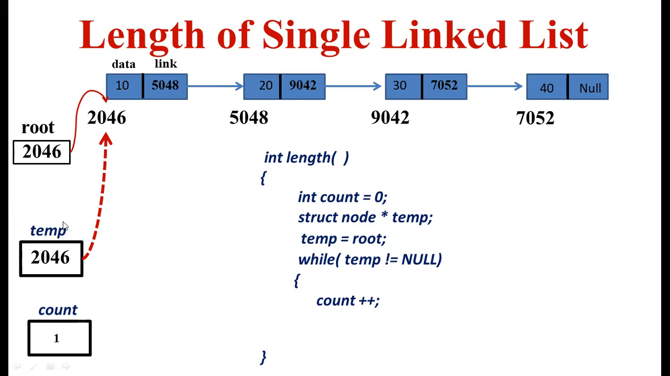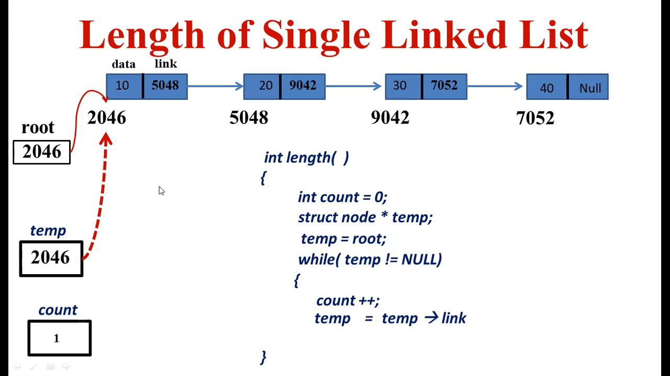After counting the node, we have to send the control to the next node, if any. Can anyone say how to send the control? Very simple. The temp to link value needs to be stored into the temp. So what is the temp to link value? The temp to link value is 5048. So this 5048 we are storing into temp.